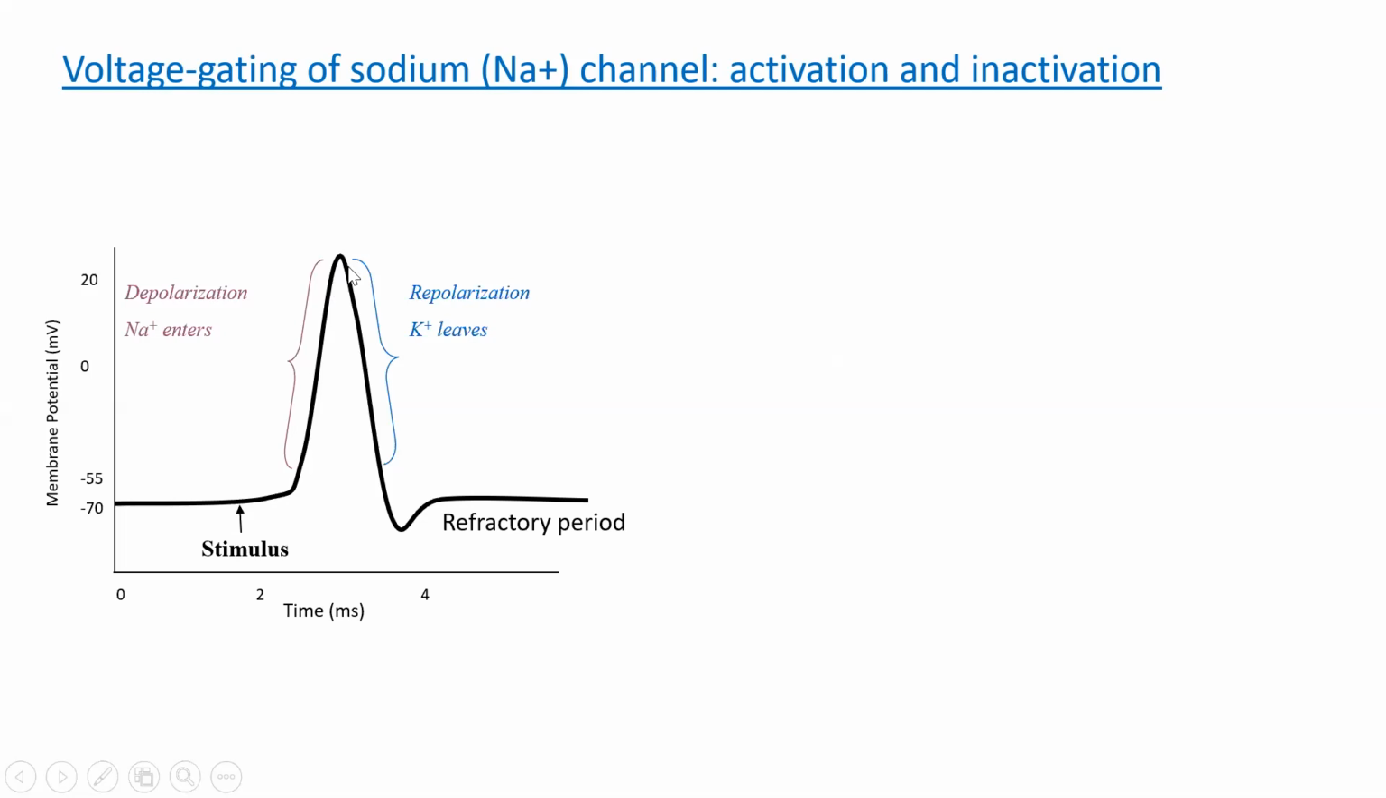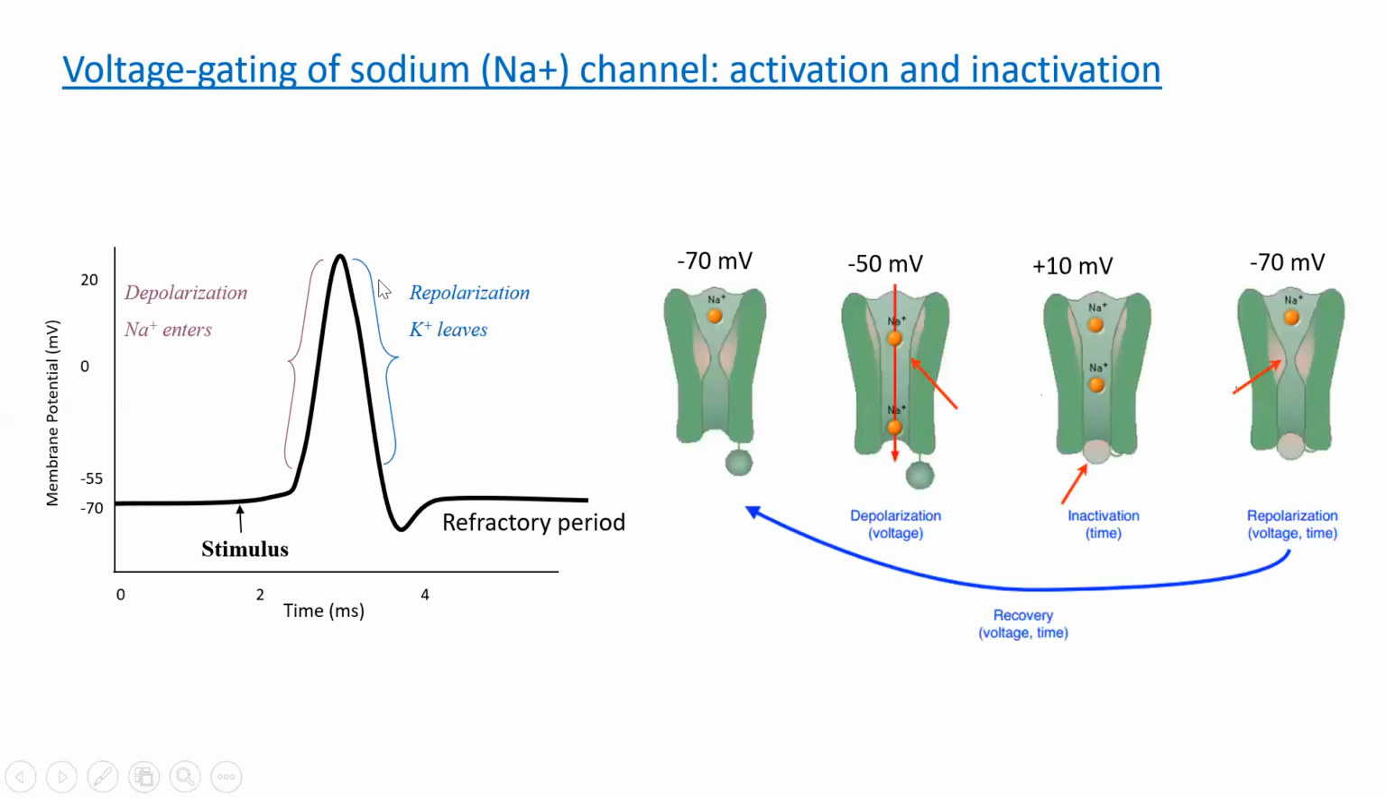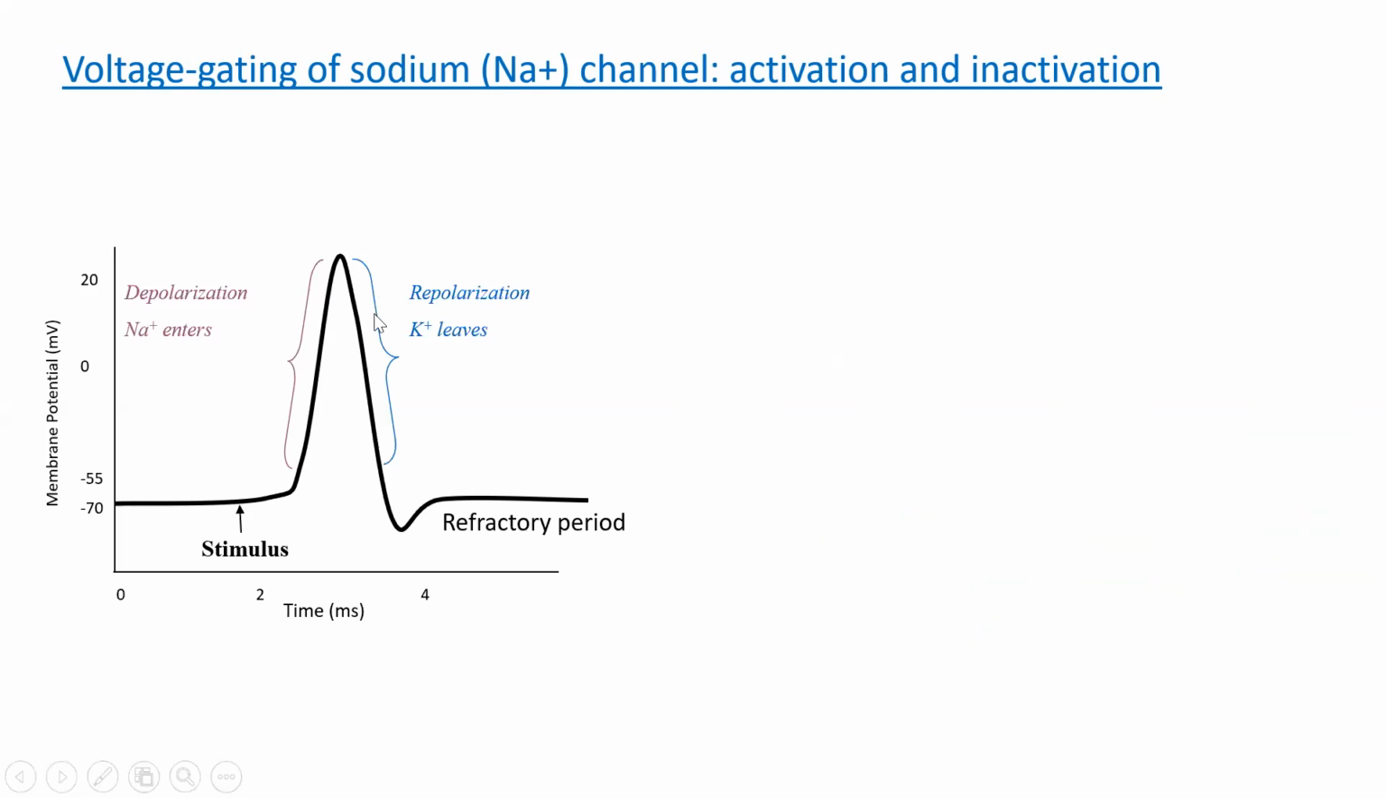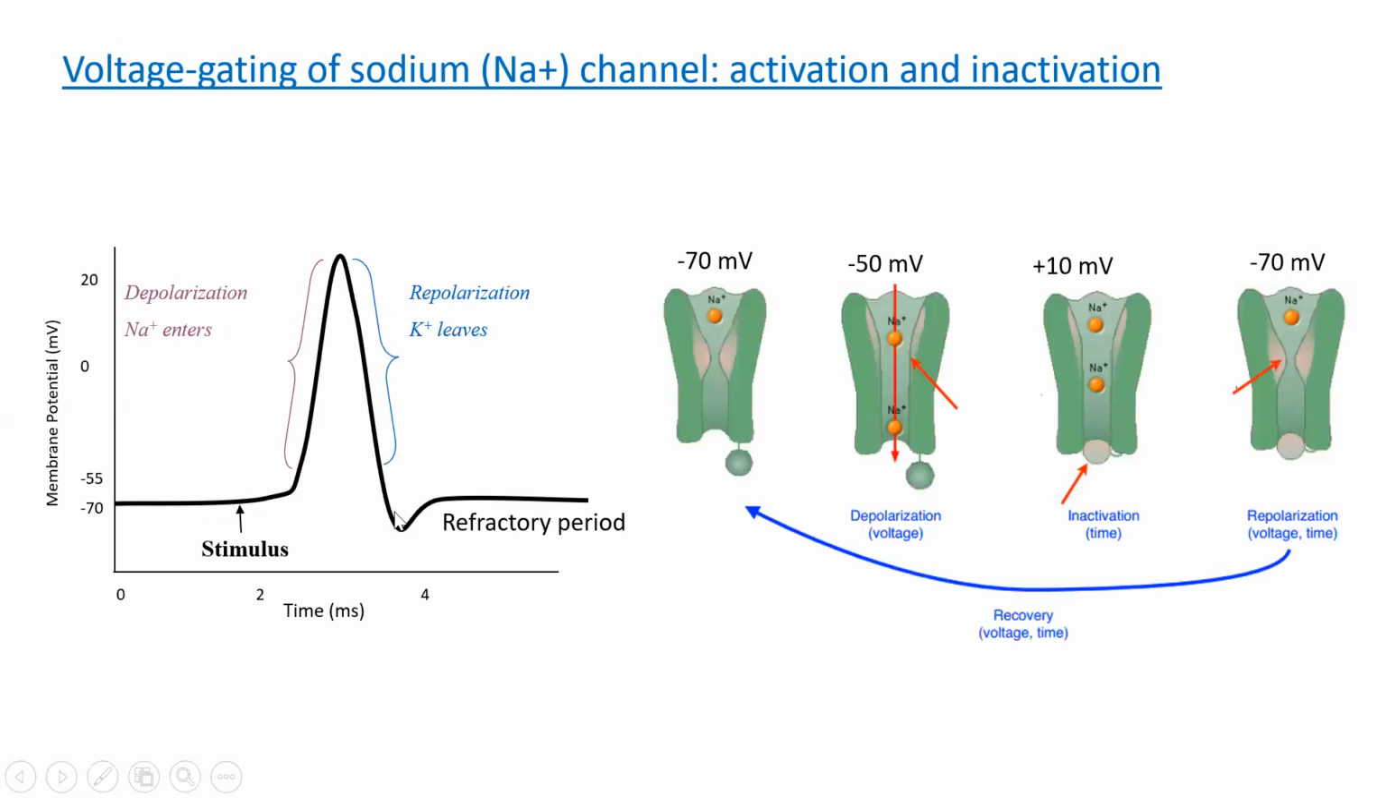And then eventually, in some way, the sodium stops entering and the potassium leaves, okay? And when the potassium leaves, since positive ions are leaving the interior, that brings the membrane potential back to its resting potential of -70. So let's take a look at this in more detail.